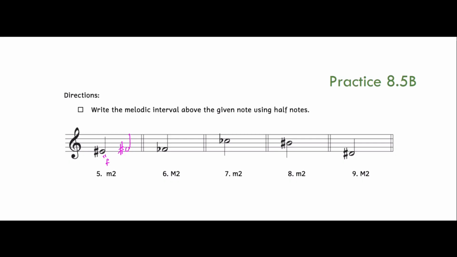Number 6. We're going to write a second above F, so that's G. Now what's that? A whole step above F flat. Well, again, we can use the enharmonic equivalent. F flat is enharmonically equivalent to E. So what is a whole step above E? A whole step above E is F sharp. We can't write F sharp because the answer has to be G something. So what is enharmonically equivalent to F sharp? That would be G flat.